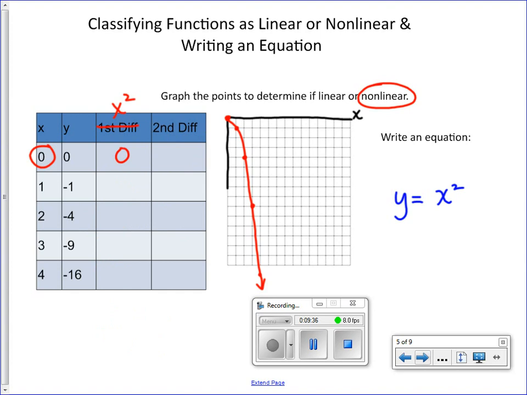0 squared is 0. Now I'm going to square the 1. 1 squared is 1. 2 squared is 4. 3 squared is 9. And 4 squared is 16. Well, look at our y's, and let's compare these two columns. Comparing y with x squared, it appears that in the first case, I do get my y, 0, 0.